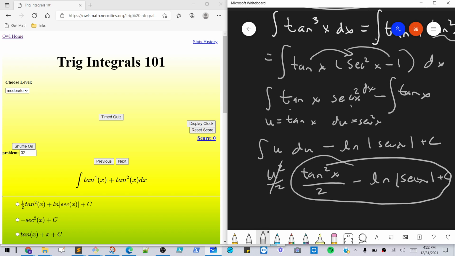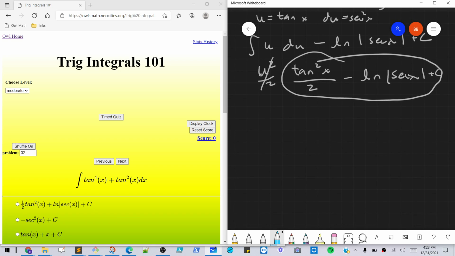Then finally, wow, I'm putting a lot of work into this one little problem. I don't think I'm going to be able to do 102 of these, but we'll see how far it gets. Let's do tan to the 4th.